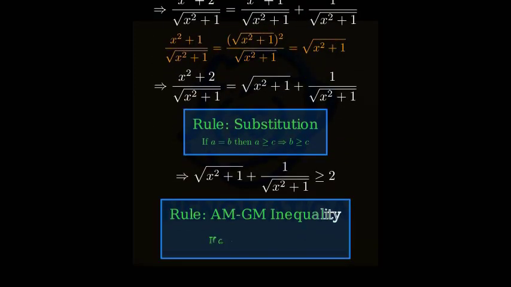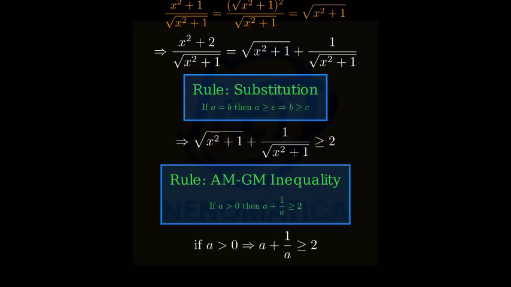At this point, we can apply a well-known mathematical inequality. If a is positive, then a plus 1 over a is always greater than or equal to 2. This is known as the AM-GM inequality, or arithmetic mean geometric mean inequality. Let's look at our example.